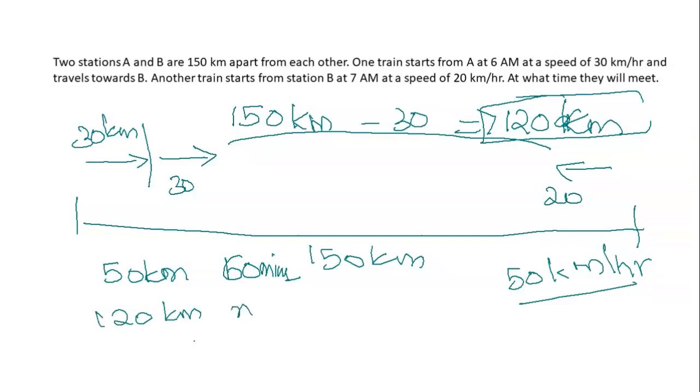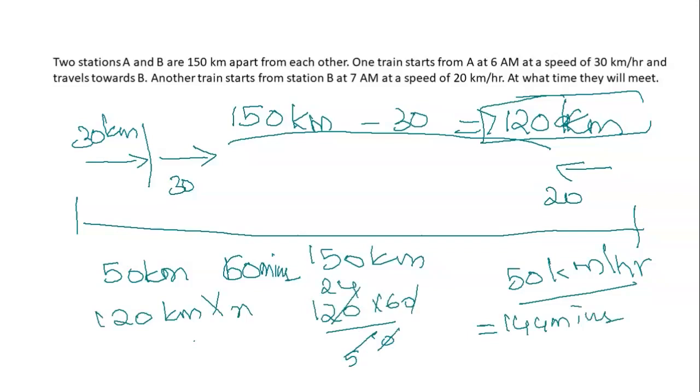How long will it take? Okay, so we know it's going to be 120 into 60 divided by 50. 24 into 6, that is 144 minutes. 144 minutes now from 7 o'clock is 2 hours and 24 minutes. 7 o'clock after 2 hours and 24 minutes, it's going to be 9:24. Okay, clear? Next question.